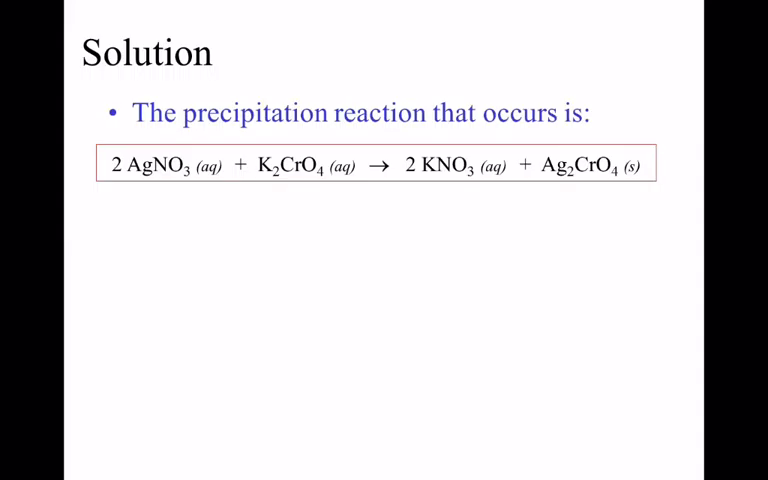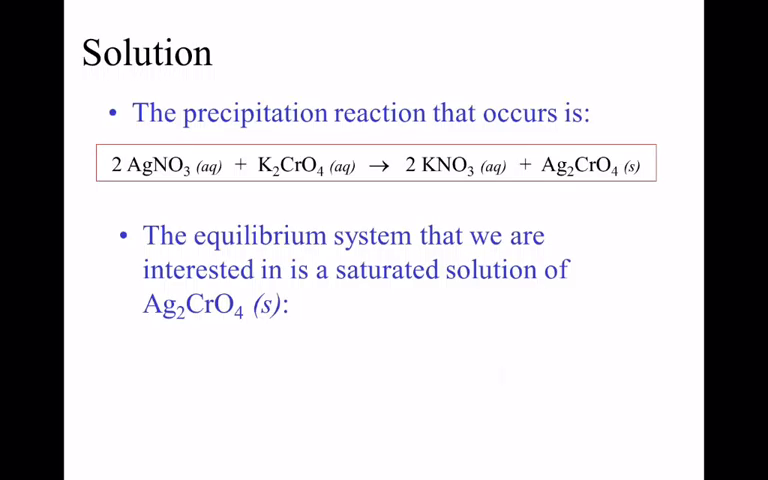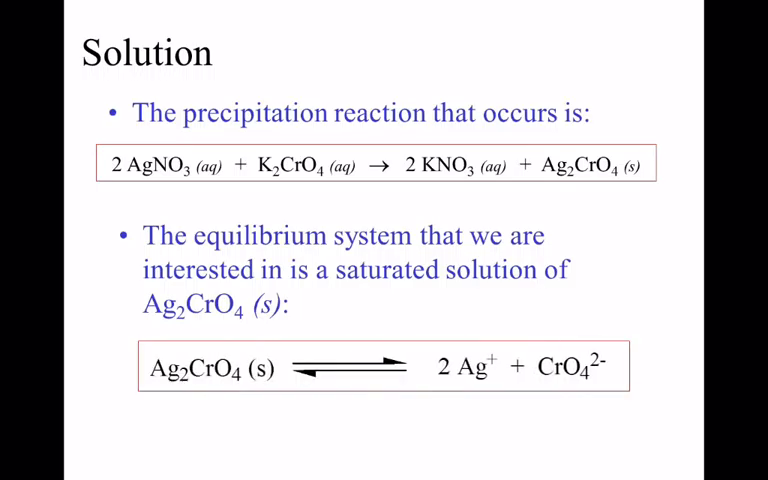So I'm hoping you're getting in the habit now that we're going to focus on that insoluble salt over here, the silver chromate. And so we need to write another thing. And that other thing actually is going to be that equilibrium. Ag2CrO4 in its solid phase is in equilibrium with 2Ag+ and CrO4 2-.